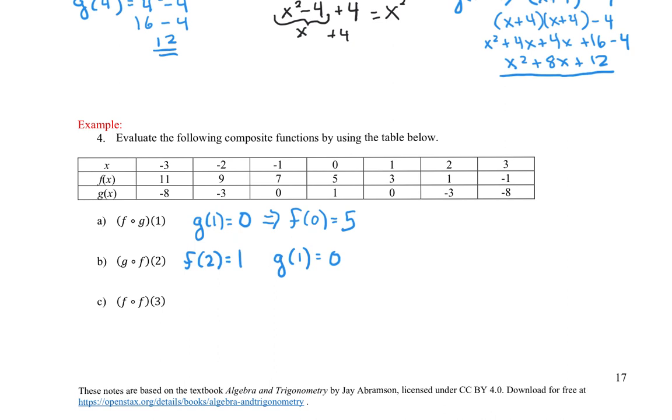For letter C, we're asked to find f of f of 3. That's fine. What we're going to do is find f of 3 first. So here's f, here's 3, and f of 3 is -1. Now we're going to take that -1 and plug it into f again. So f of -1 is 7. And that concludes the second video to section 3.4.